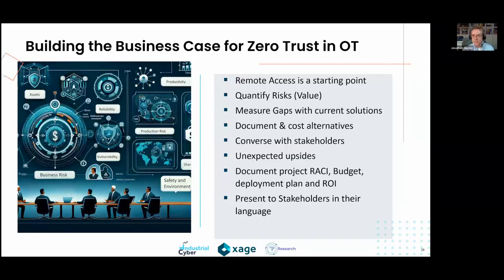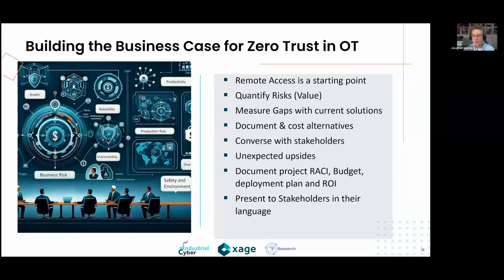Document the project, the RESI model we talked about, obviously the budget, deployment plan, and the ROI is critical, right? Look at that value, go back to the risk, quantify the risk to the business, make sure that you can show the ROI with regards to the quantification. Don't just say it's going to be more secure, we're going to mitigate risk, quantify those risks to the organization.